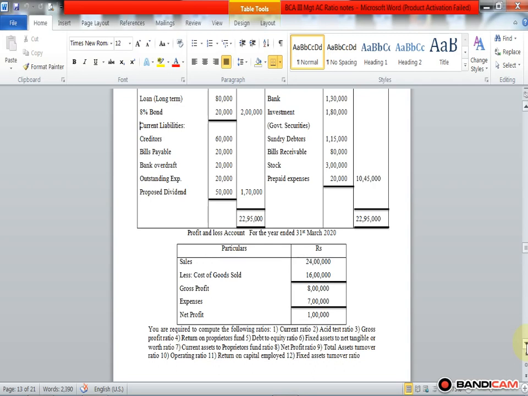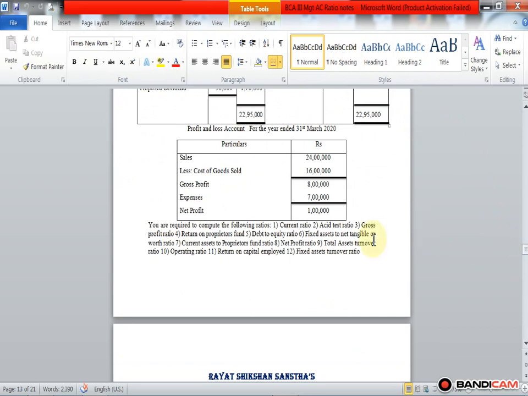So in today's lecture we calculate these 12 ratios, and all information is given in the problem. Just put the figures in the formula and we get the ratios. Okay, so here first of all we solve the current ratio.